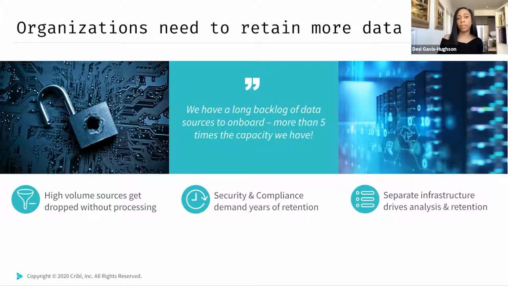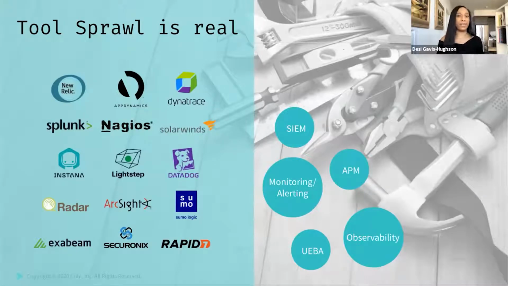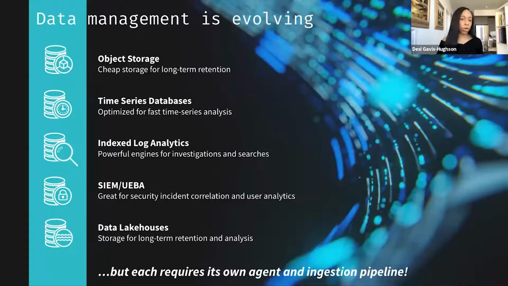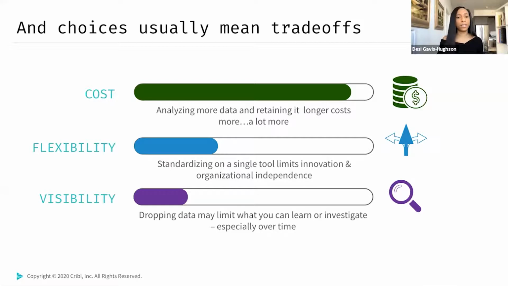Lastly, systems are optimized to handle data analysis and retention separately. So what that means is you often end up using many different tools to retain and analyze all of your machine data. And adding each one of those tools also adds complexity and hidden costs. Like I mentioned before, environments are getting super complex. You have your object storage, your time series databases, your data lake houses, just to name a few. And each of those have their own agents and their own ingestion pipelines. It gets really tough to manage it all, and it forces enterprises to make some hard choices about which data they want to send to where. And those choices usually being trade-offs, right? You end up playing this three-way tug of war with cost, flexibility, and visibility. The more data you analyze and the longer you retain it, the more it's going to cost you.